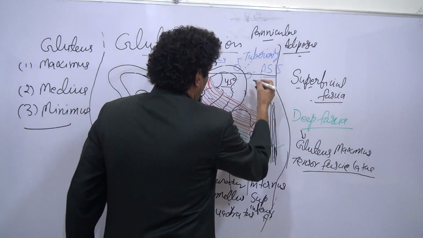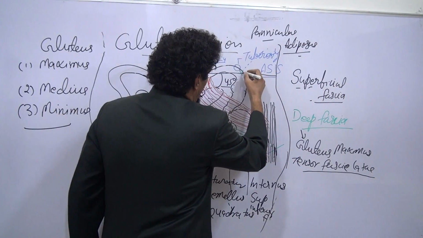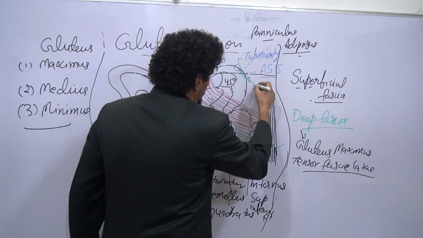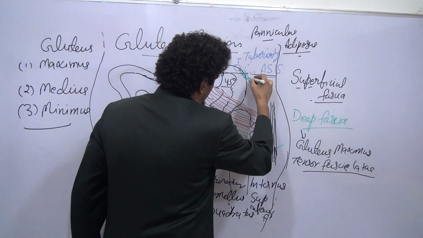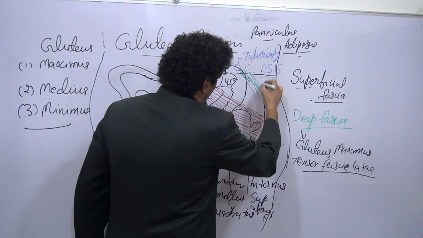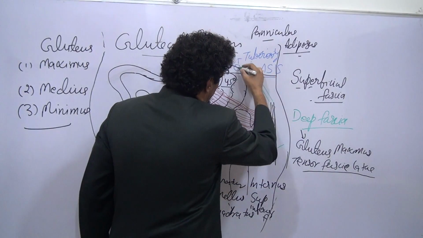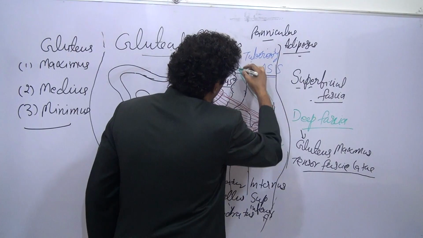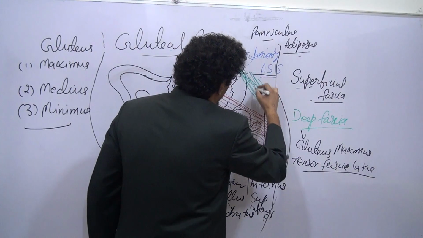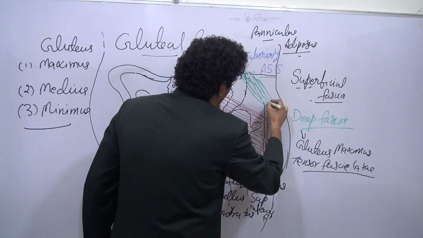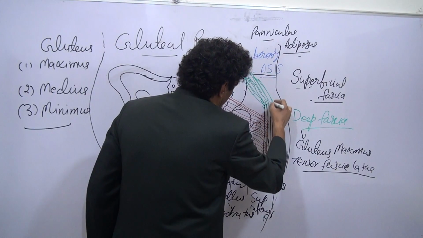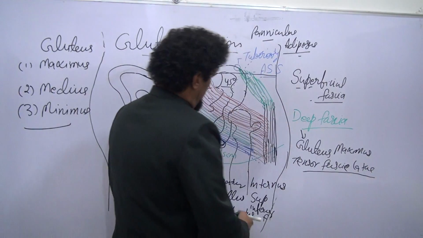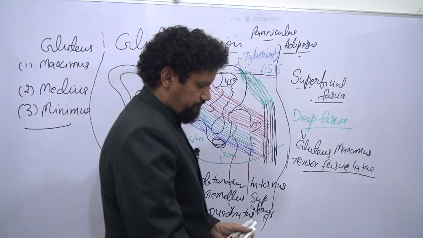One more muscle is taking origin from the outer lip of the iliac crest, from the anterior superior iliac spine up to the tuberosity of the iliac crest, and is inserting on the uppermost part of the iliotibial tract.